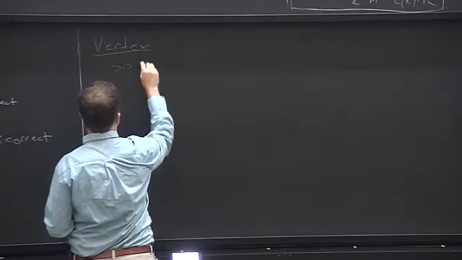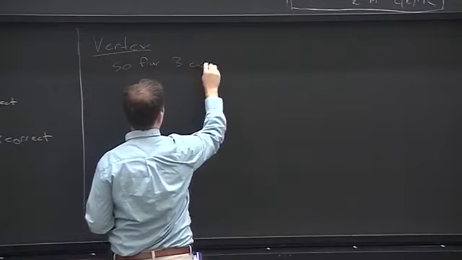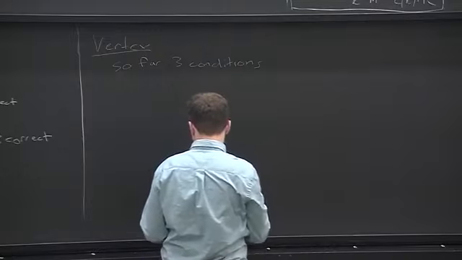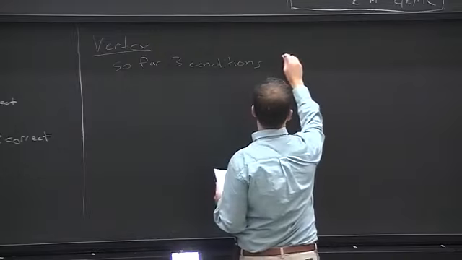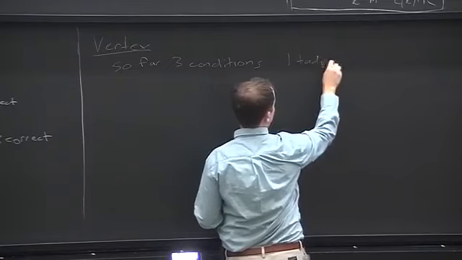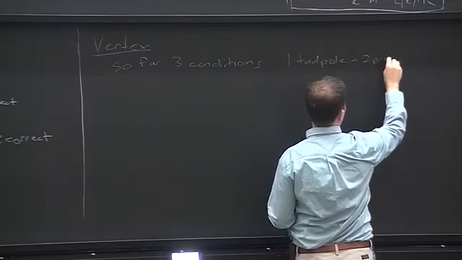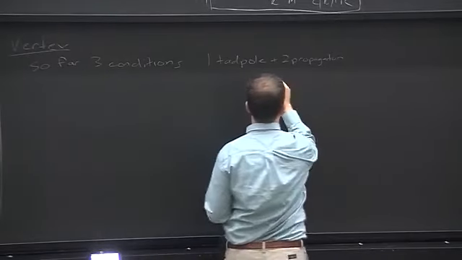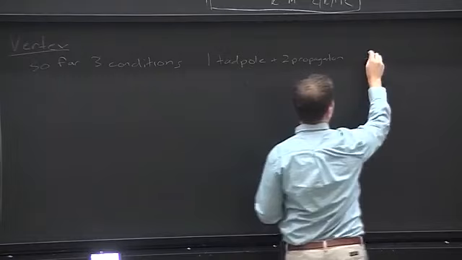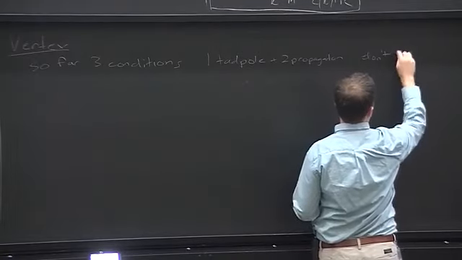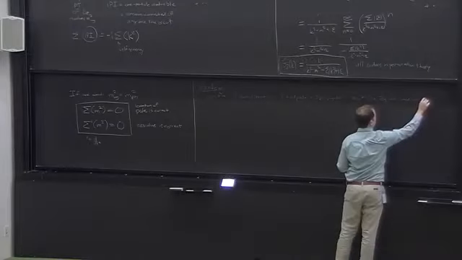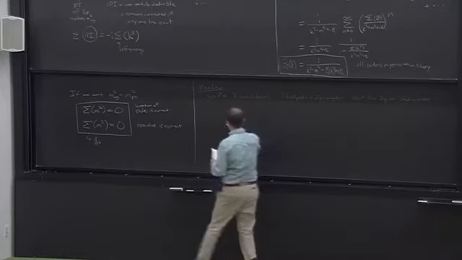So far, 3 conditions. So 1 tadpole and 2 propagator. And these don't fix ZG at leading order. So we need one more.